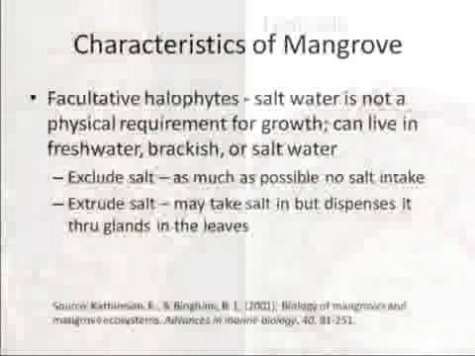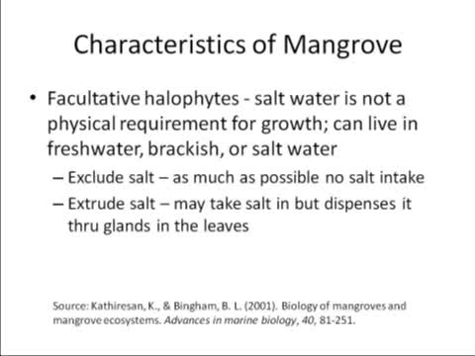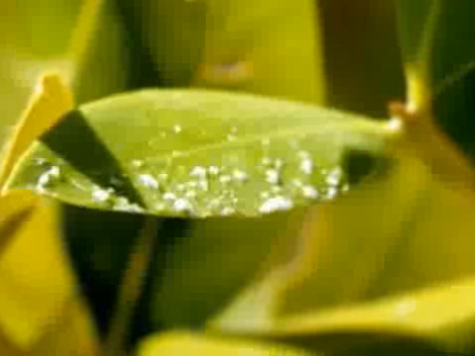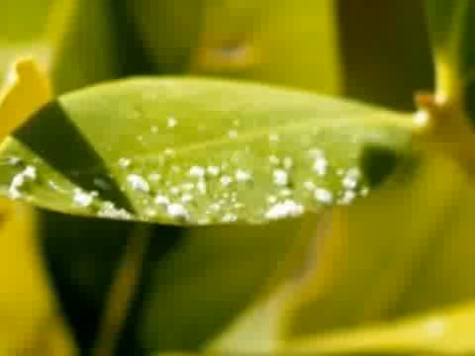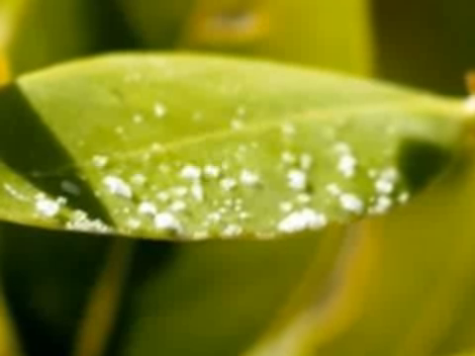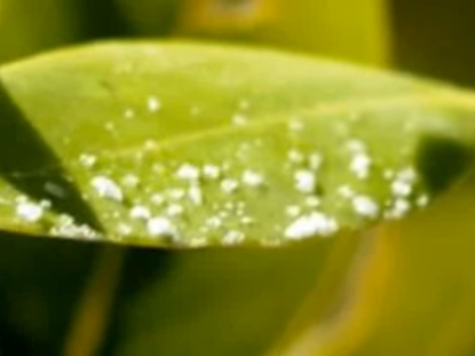Mangroves are facultative halophytes, which means that salt water is not a physical requirement for growth. They can live in freshwater, brackish water, or saltwater environments. They exclude salt and are able to extrude salt through glands in the leaves. Mangroves regulate ionic concentration by excreting salt through glands on the leaf surface. Here's a typical salt extrusion in a mangrove leaf. Salt particles are extruded and crystallized on the leaf surface.